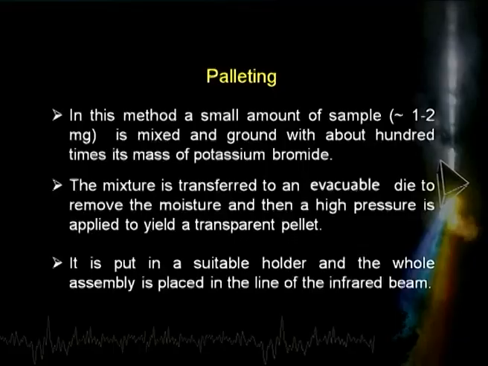Then this pellet is put into a suitable holder, and the whole assembly is placed in the line of the IR beam, and then we record the spectrum there. That is called pelleting, commonly called KBr pellets. That means you make KBr pellets and run the spectrum. For a liquid matrix, we make a mull and run the spectrum. So, that is how we typically handle the samples.